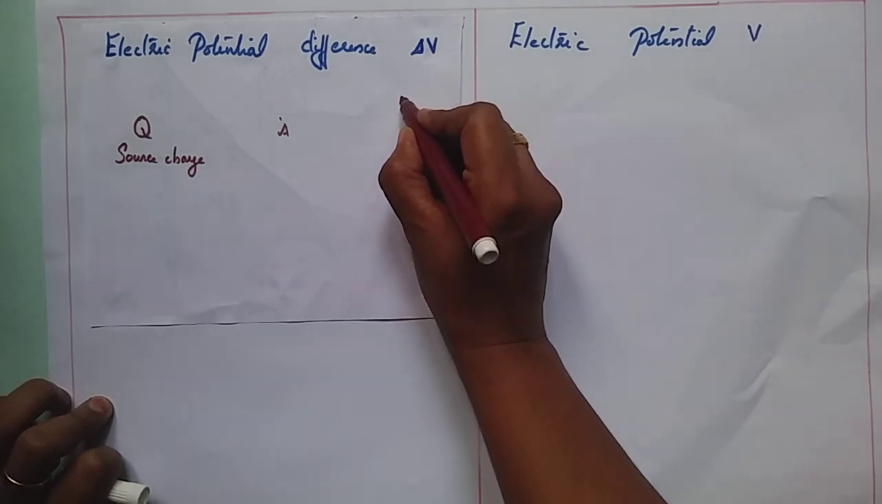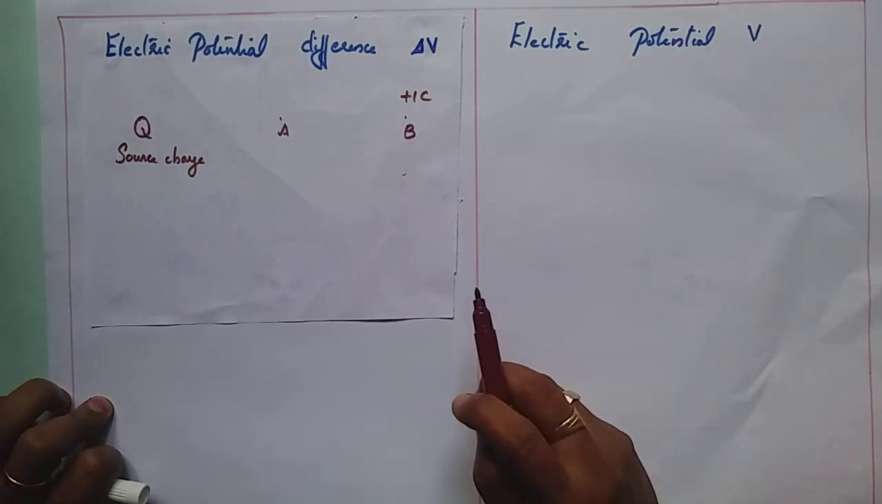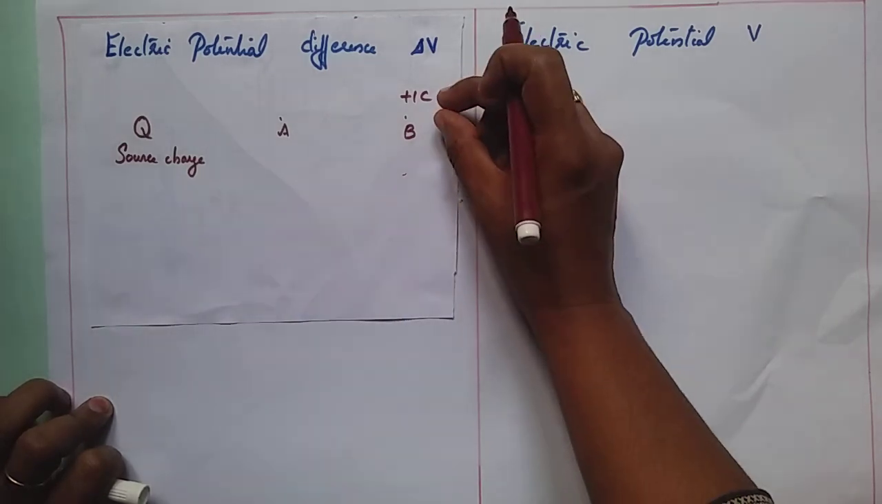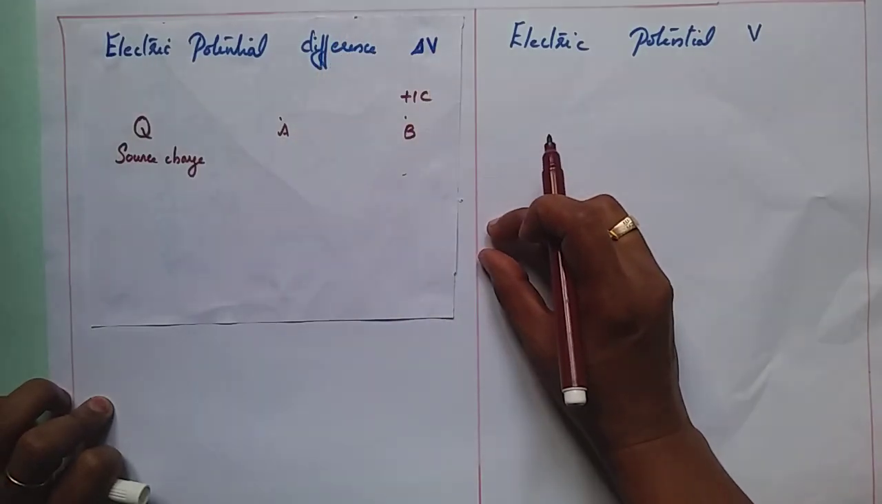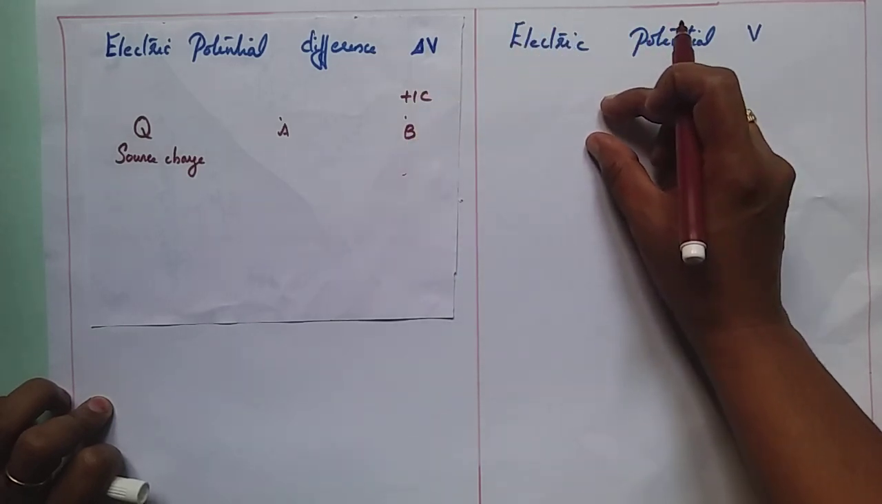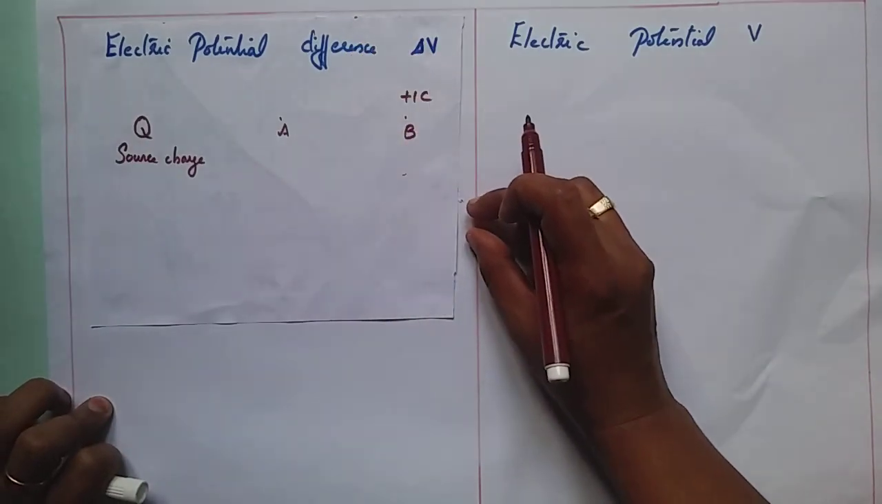Assume a unit positive charge, plus 1 coulomb charge, is at the point B. So what is there in between source charge and 1 coulomb charge? There is force of repulsion, because both are positive. Now we have to move this 1 coulomb charge towards the point A. So we have to do some work, because there is always force of repulsion, and because of the repulsion 1 coulomb charge is moving away. In order to move this 1 coulomb charge towards the source charge, we have to do some work.